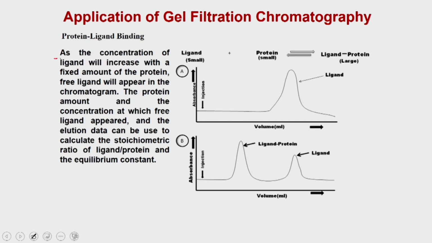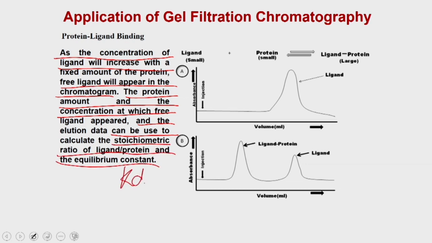So, as the concentration increases with a fixed amount of the protein, the free ligand will appear in the chromatogram. The protein amount, the concentration at which the free ligand appeared, and the dilution data can be used to calculate the stoichiometric ratio of ligand to protein and the equilibrium constant, which means you can calculate the dissociation constant Kd.